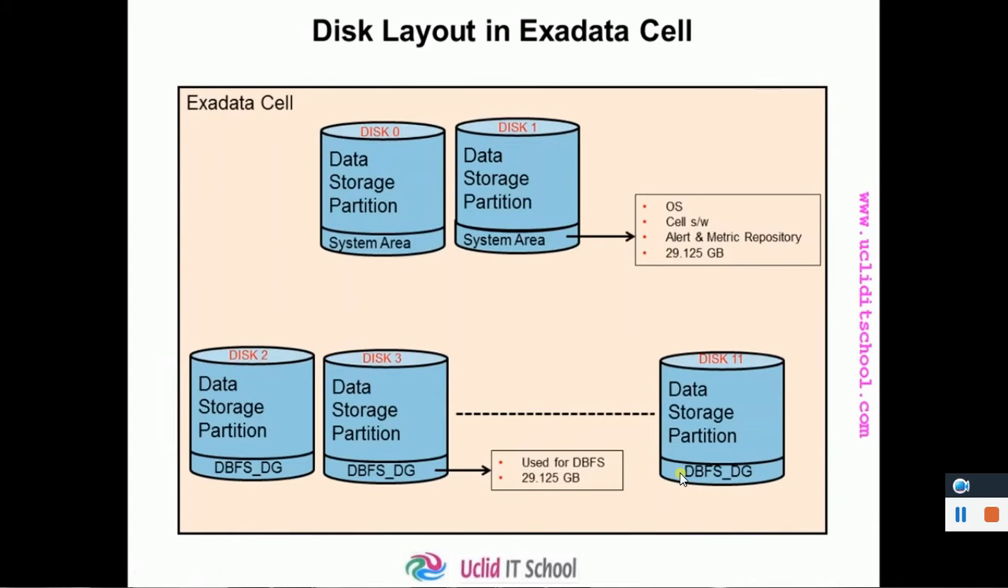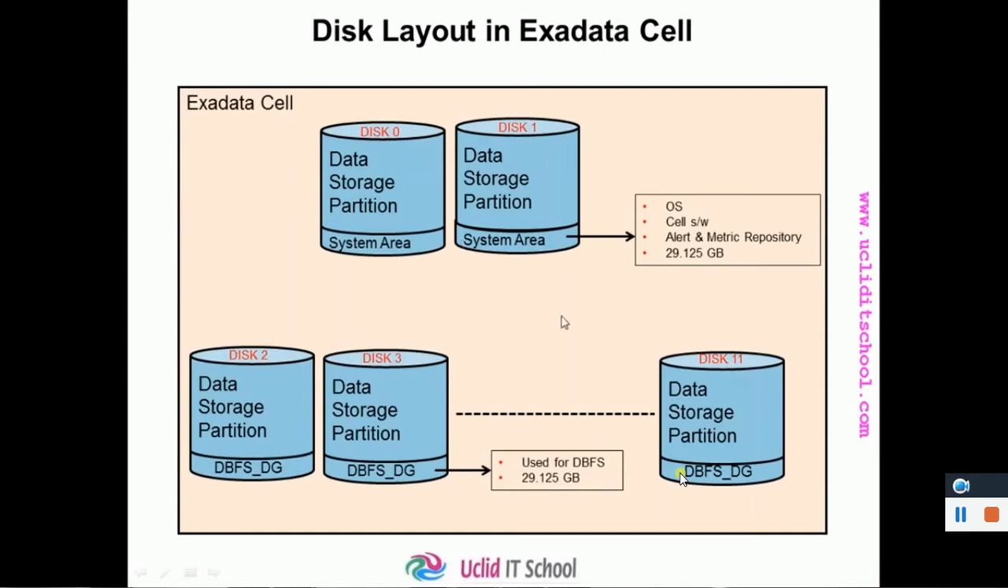So let us understand more about these disks in Exadata. If you see the storage server, every storage server has exactly 12 hard disks. Now this diagram shows you the disk layout on the storage server. You have 12 disks: disk 0, disk 1, disk 2, disk 3, and so on, up to disk 11.